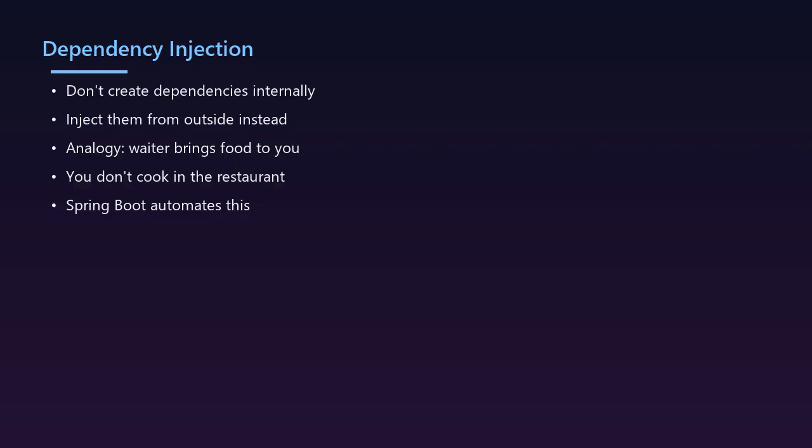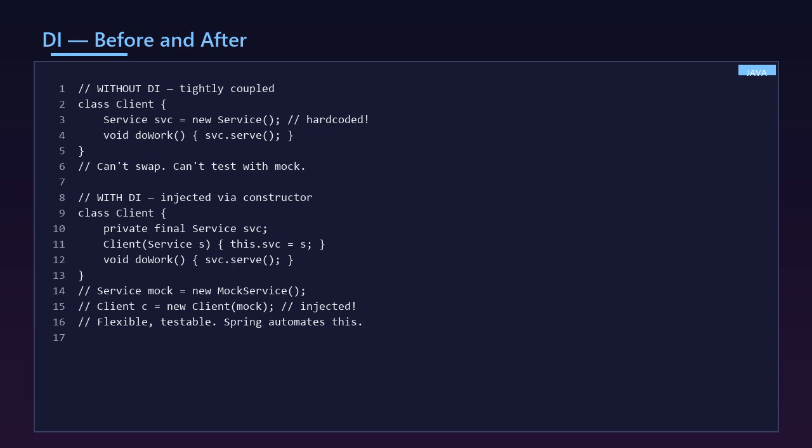Why? Because now you can swap it easily. Need a mock for testing? Inject a mock. Need a different implementation for production? Just pass it in. Frameworks like Spring Boot automate this entirely, you just declare what you need and the framework injects it. Here's the difference.